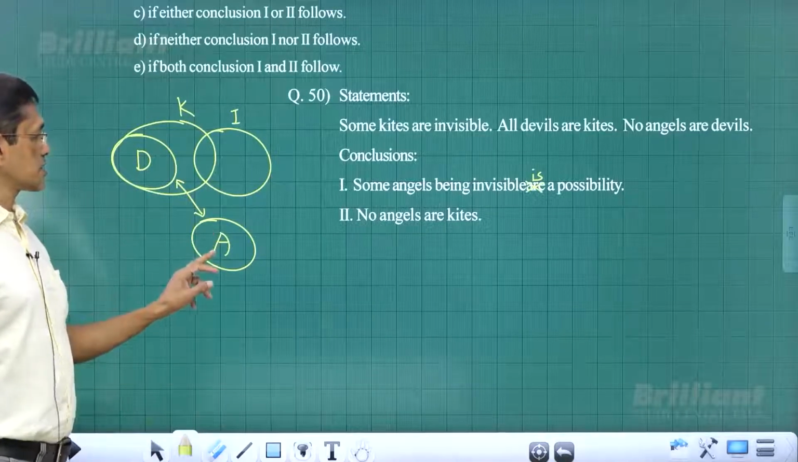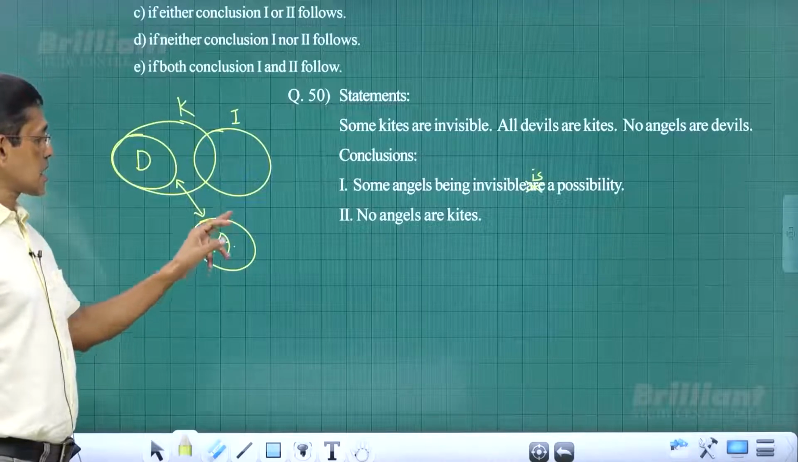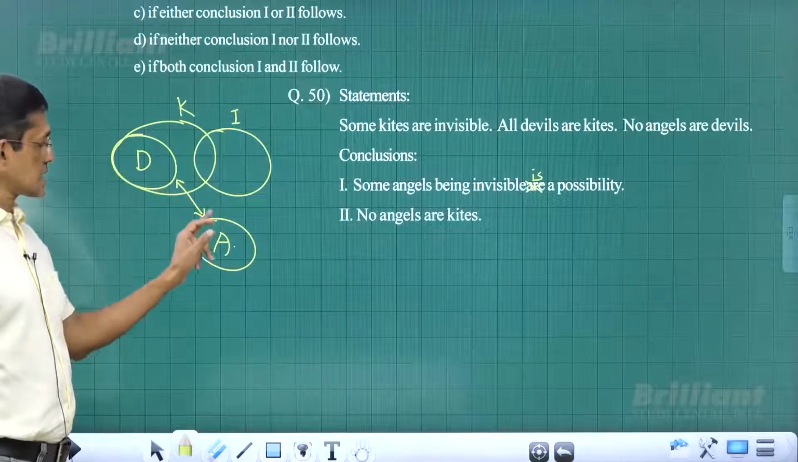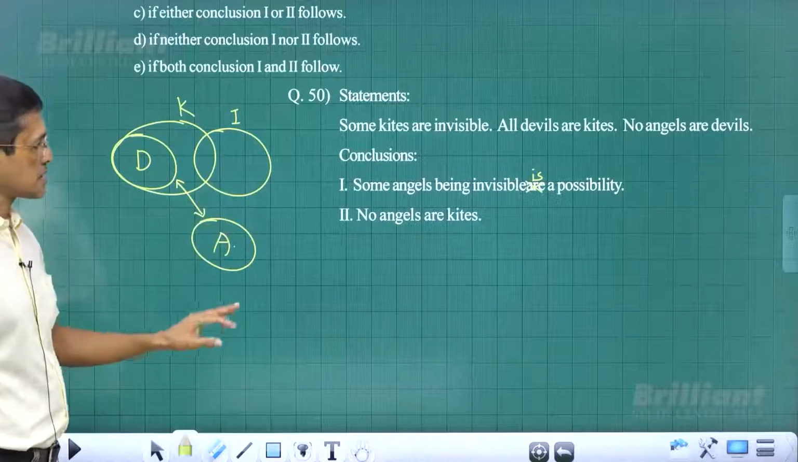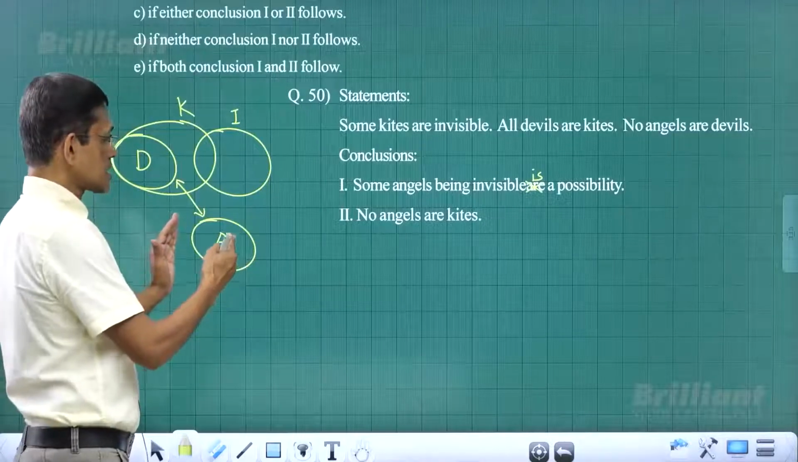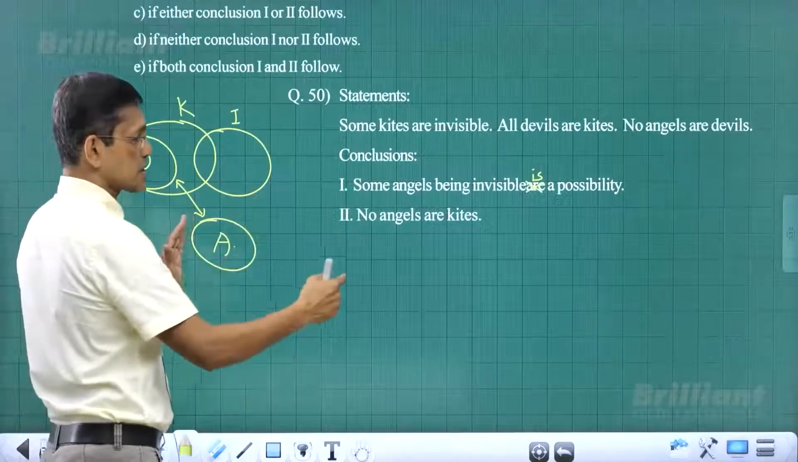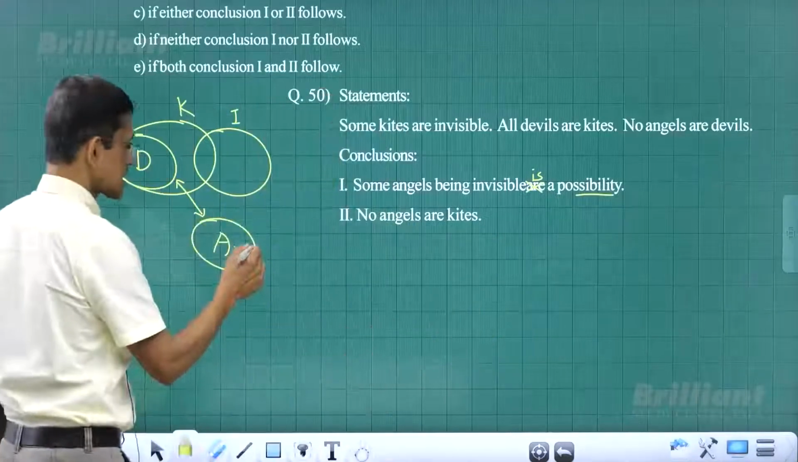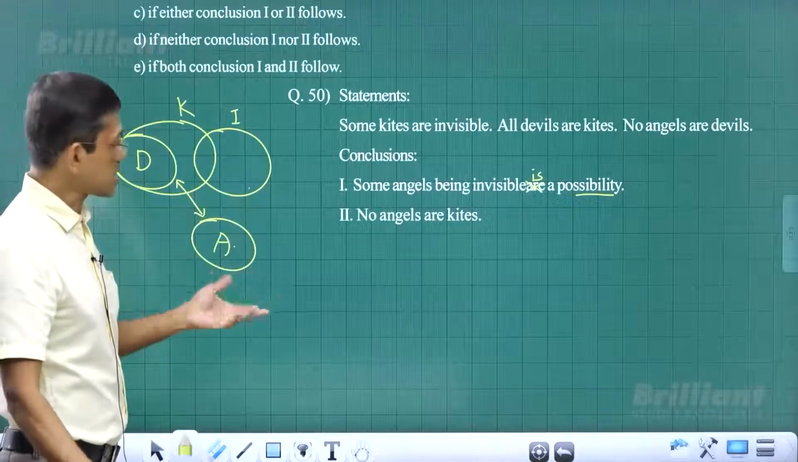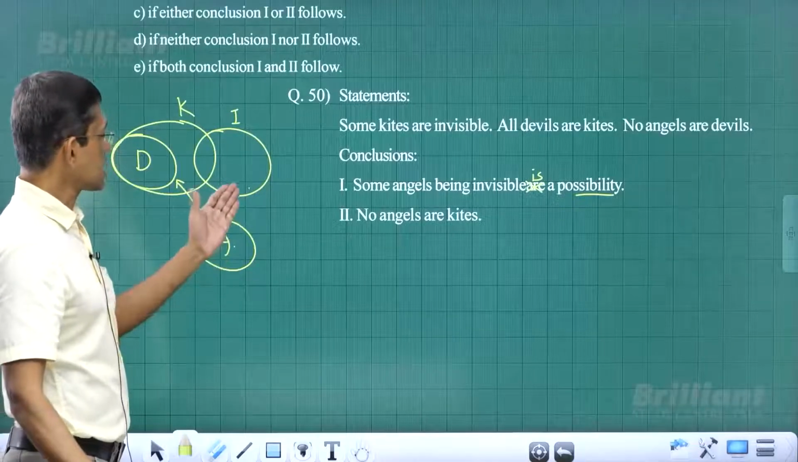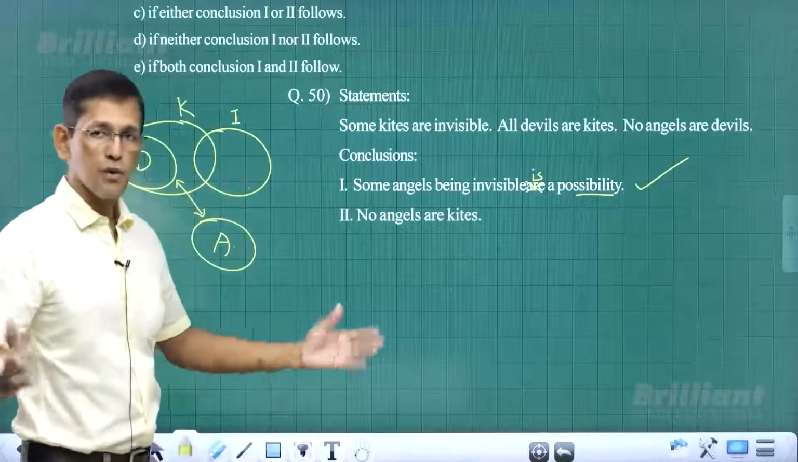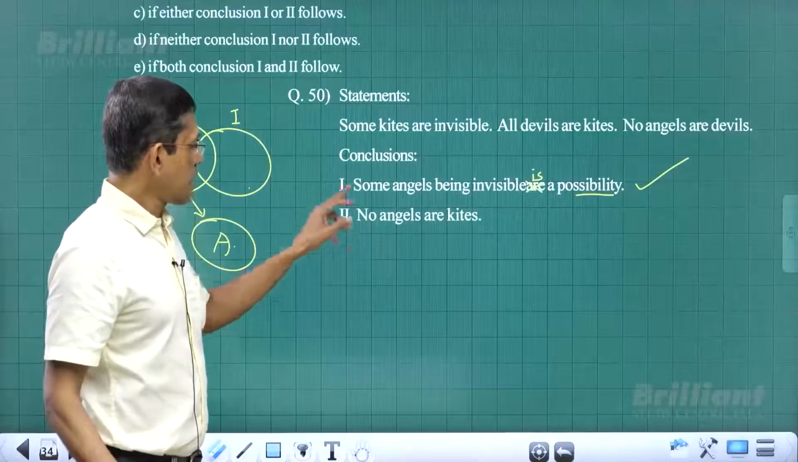So look at that, some angels. Can they be invisible? That means, can the angel circle and invisible circle intersect? Is there any issue with that? Well, angels cannot intersect with the devils, but angels can intersect with invisible. In the basic diagram, angels are not intersecting with the invisible, but the question is, is it a possibility? Definitely it is a possibility, because angels can intersect with invisible. So that follows.